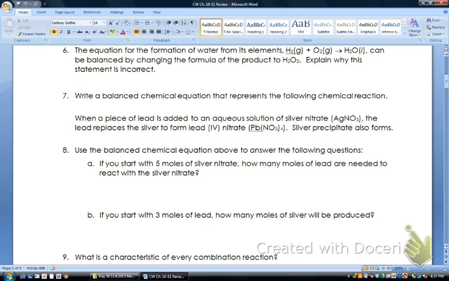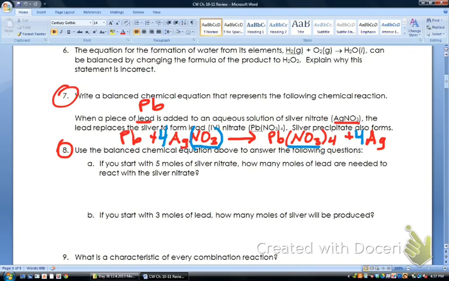Okay, now for question number 8. For question number 8, we need to identify what the problem is giving us. It says we're starting with 5 moles of silver nitrate. So we have 5 moles of silver nitrate. That's what the problem is giving us, the information that's being given. We know that because it's giving us an actual number there.